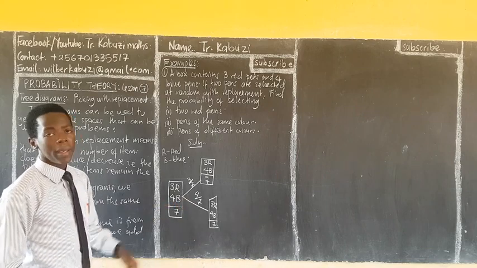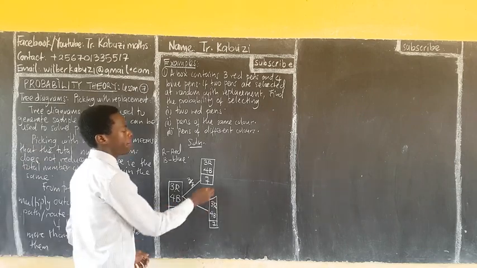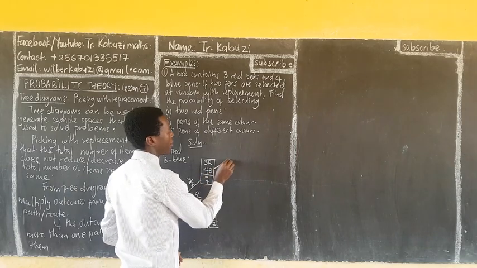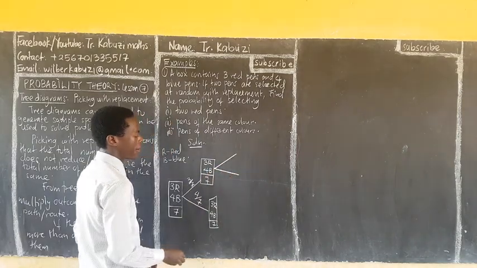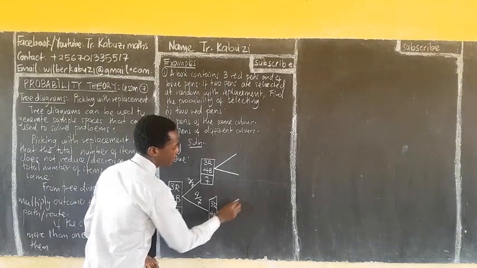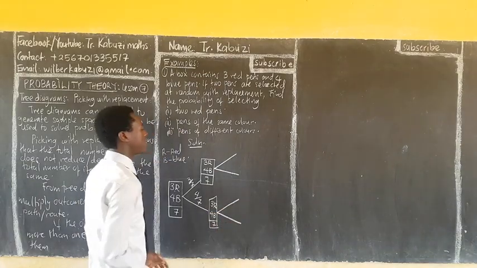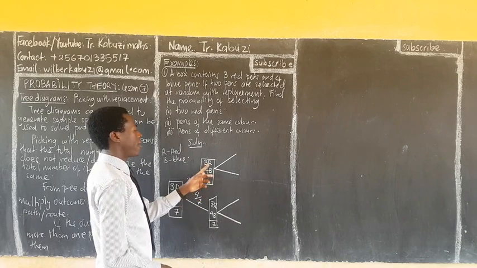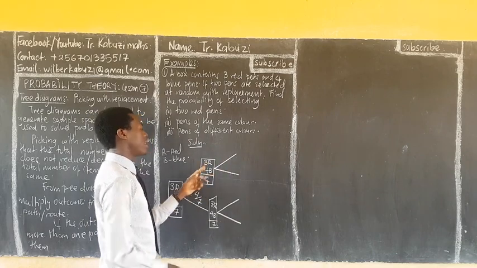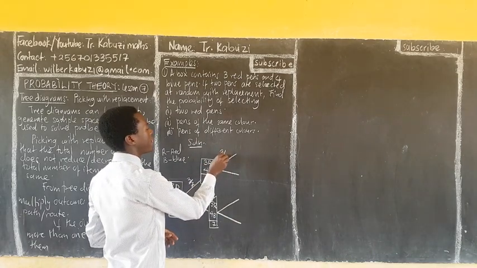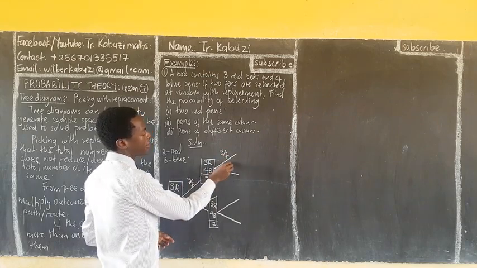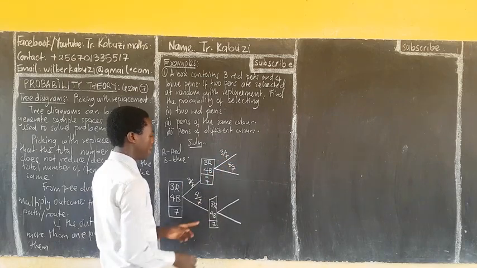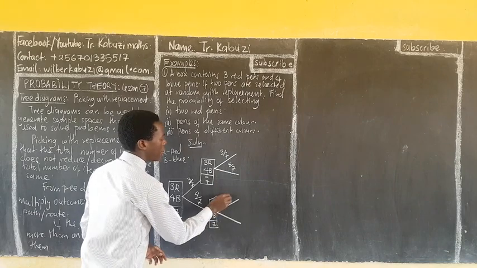So now I pick the second pen. For the second pen, I can pick a red one or a blue one. Here I pick a red one, so when you go up, you are picking red. There are 3 over 7 chances. Then picking a blue one is 4 over 7. Then here, 3 over 7.